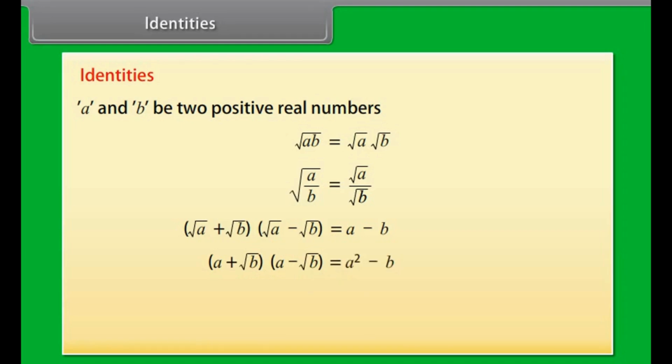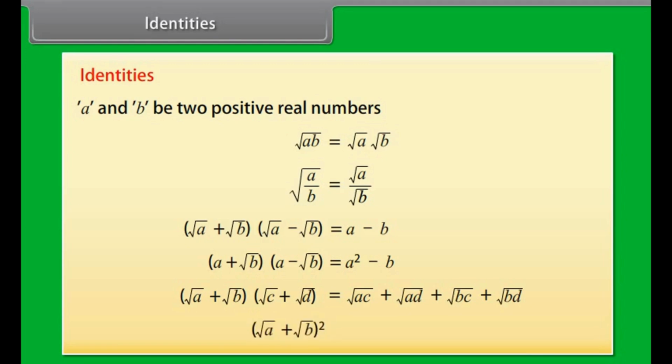A plus square root of b multiplied by a minus square root of b gives a square minus b. Square root of a plus square root of b into square root of c plus square root of d is equal to square root of ac plus square root of ad plus square root of bc plus square root of bd. Square root of a plus square root of b whole square is equal to a plus 2 square root of ab plus b. We can use these identities to solve many expressions.